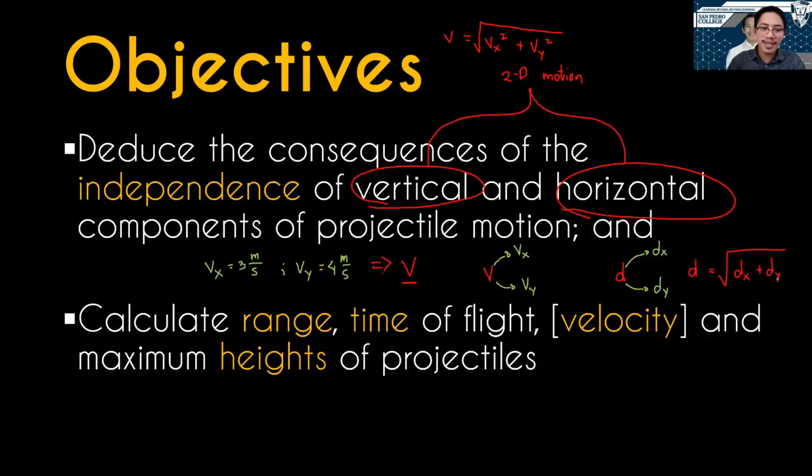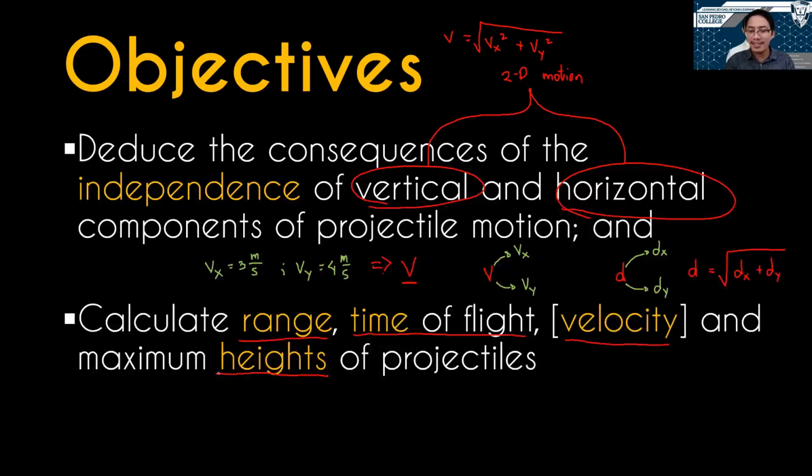Then for our second objective, we are going to calculate the range, time of flight, velocity, and maximum height of the projectile. So, problem solving. You should know the formula for range, the formula for time of flight, how to get the velocity, and how to get the maximum height. Usually in problem solving, those are the four variables we look for most of the time.